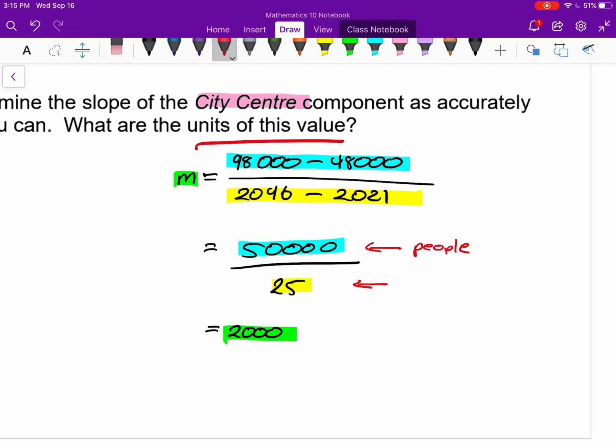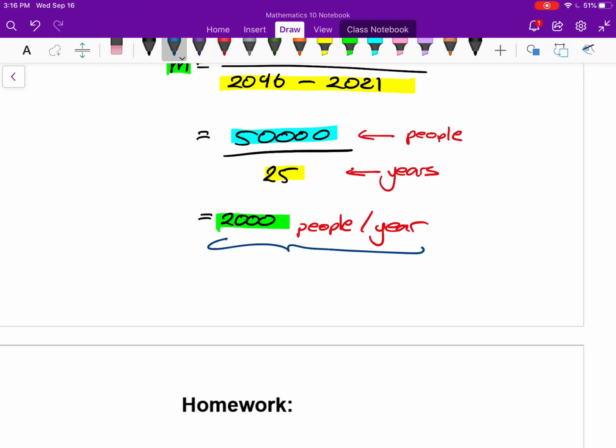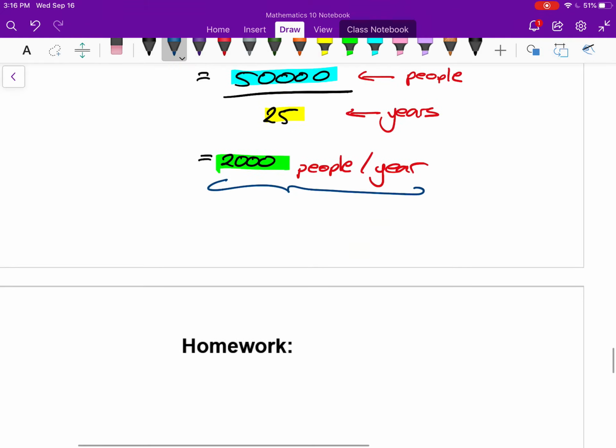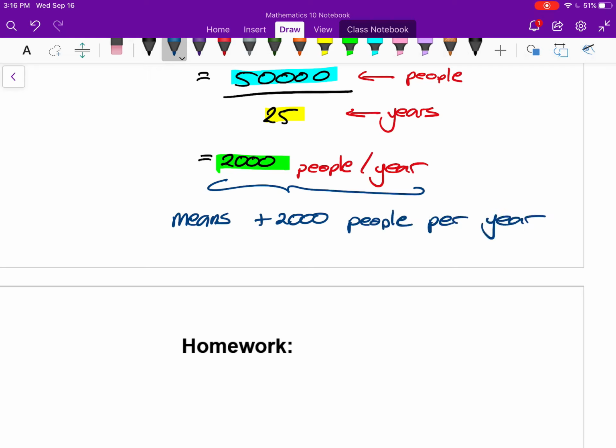And if I know the units, that probably makes it more clear what this means. This 2,000, this slope, represents the average amount of people that are being added to this neighborhood in Surrey every year. It's an average because the line isn't perfectly straight. So this means we add about 2,000 people per year on average. That's an important word there, on average, in this neighborhood, Surrey Central neighborhood.